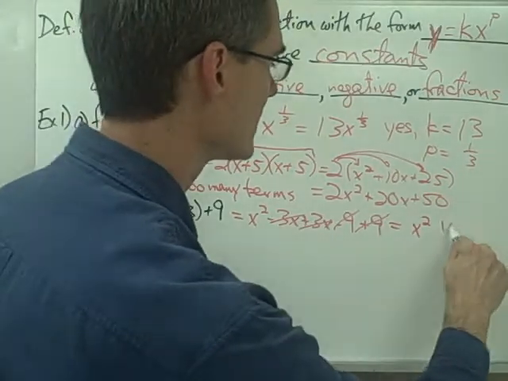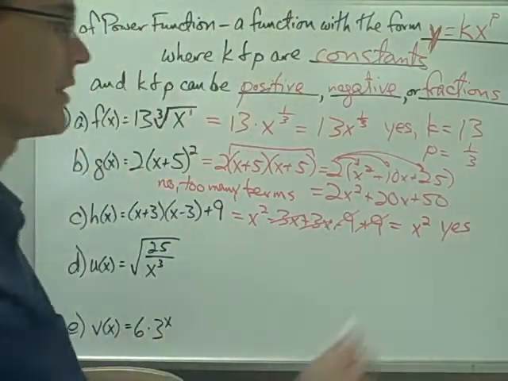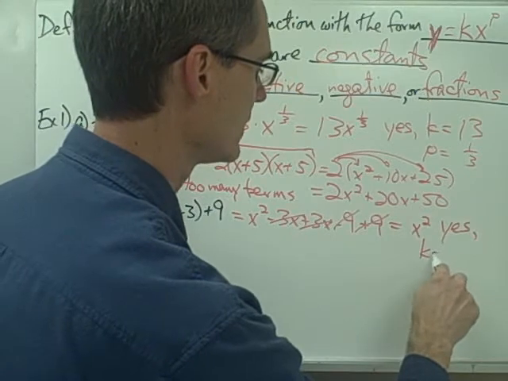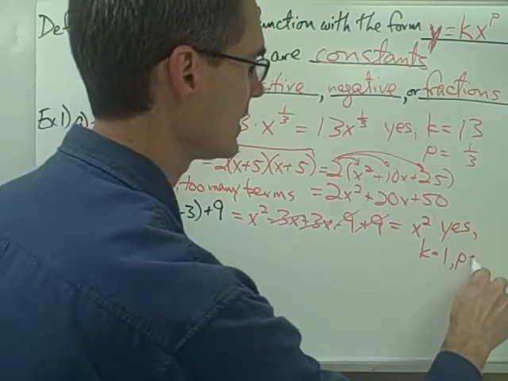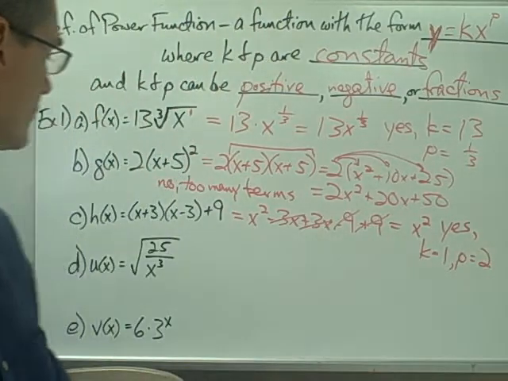So yes, this is a power function. K is equal to 1. That's the coefficient of my x squared term. And P is equal to 2.